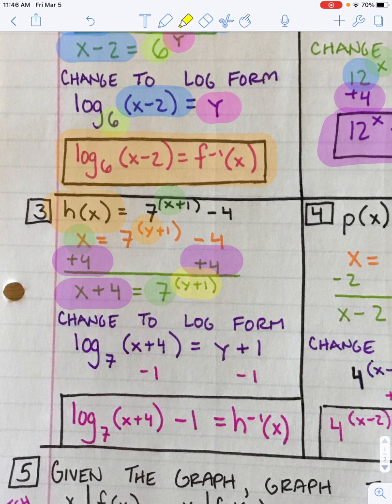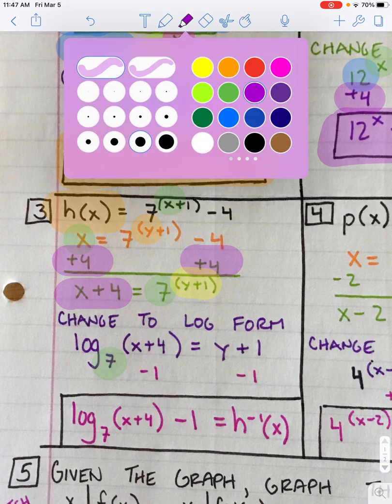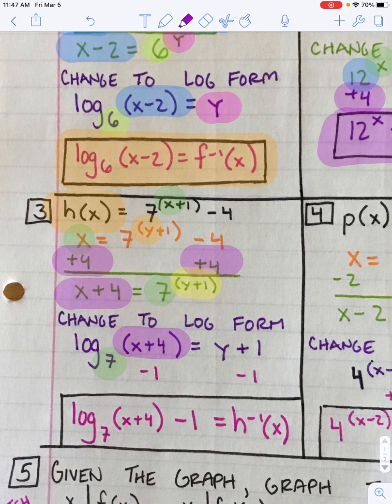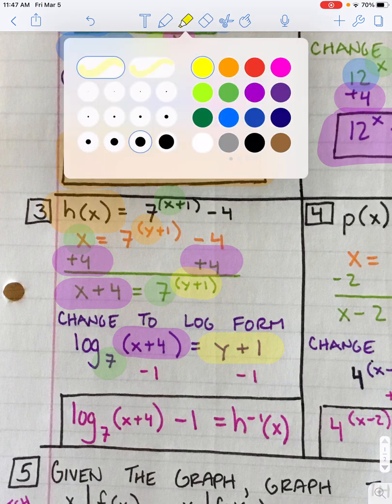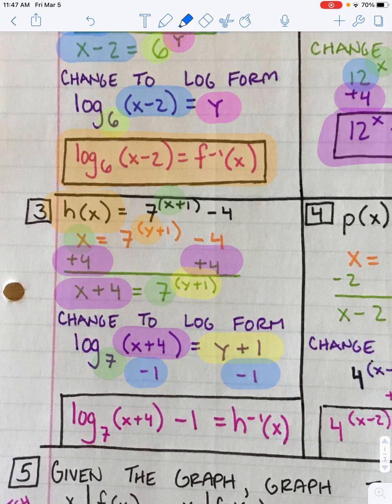So it's in exponential form, and we are trying to solve for what is in the exponent, so we change it to log form. So our base again was 7, so log base 7 of our x plus 4 is equal to what we're trying to solve for, y plus 1. So we have to get that y alone. How do we get that y alone? We subtract 1 from both sides. So we're going to go ahead and just leave it as log base 7 of x plus 4 minus 1 is equal to, it originally started as h of x, so we write it as the h inverse of x.